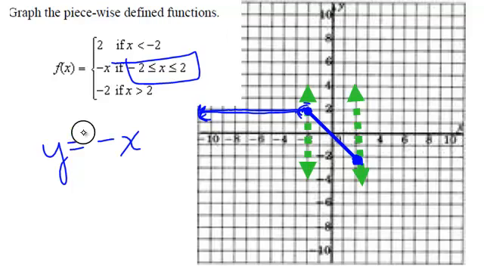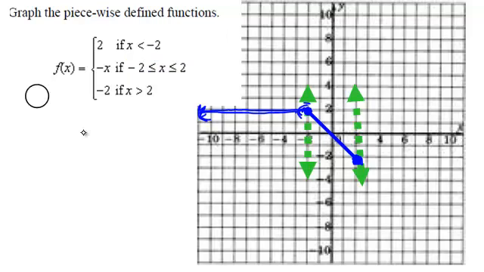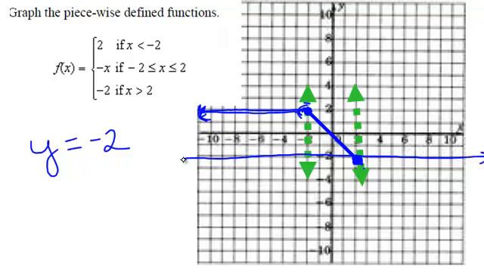Okay, let's graph the last piece, which is y is equal to -2. Y is equal to -2 is this horizontal line that cuts across the y-axis at -2 and goes on and on and on. But once again, I can only use those values when x is greater than 2. So now it says greater than, so I should have an open dot and shade to the right. But the reason it's closed is because it's included on the graph above.